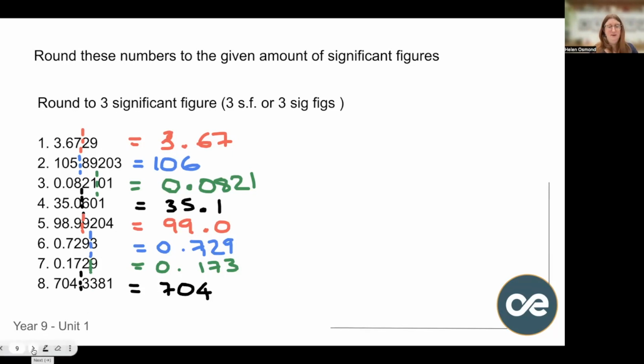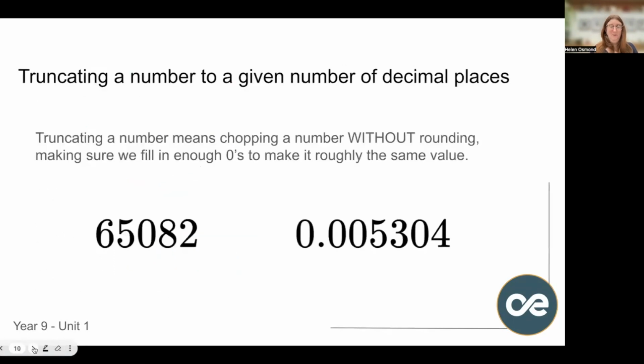It's a very, very tiny bit, so we're just going to look at it now. It's called truncating a number. Now, truncating is different from rounding. It just means literally chopping the number off. Okay? We need to put in enough zeros to make sure it's the same value. So we need to keep the accuracy, but we are just going to chop without rounding.